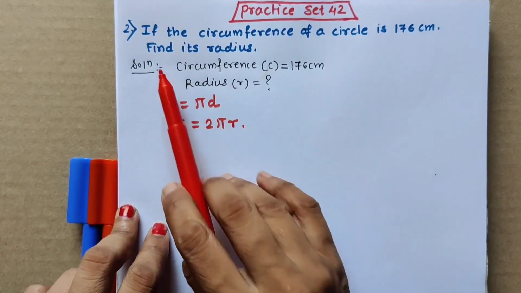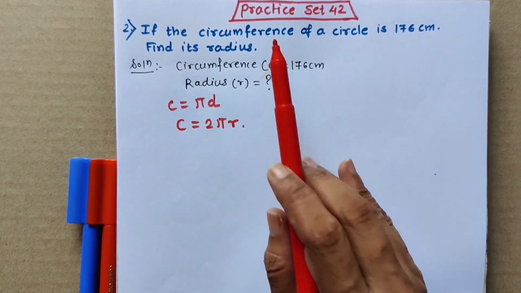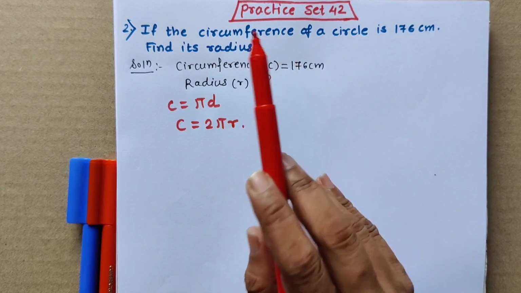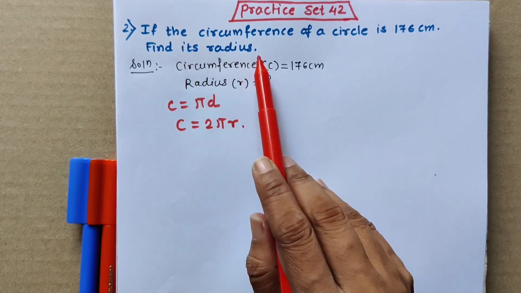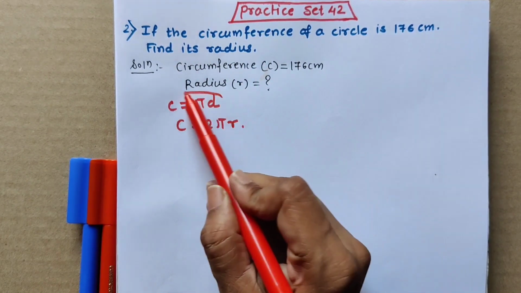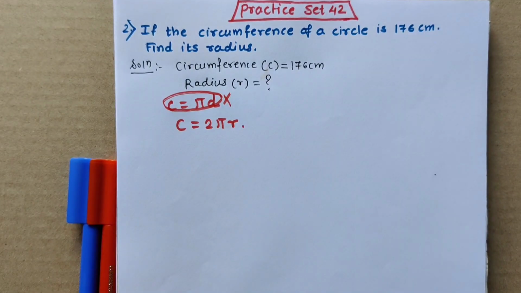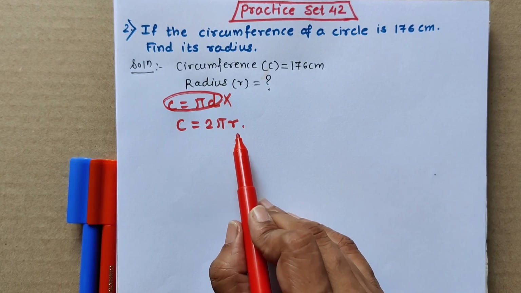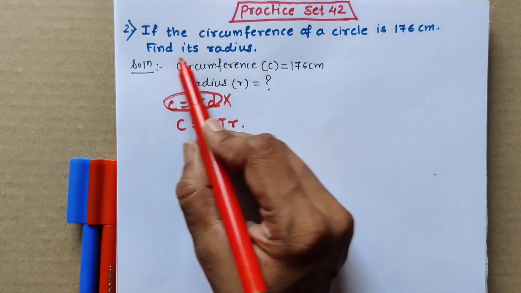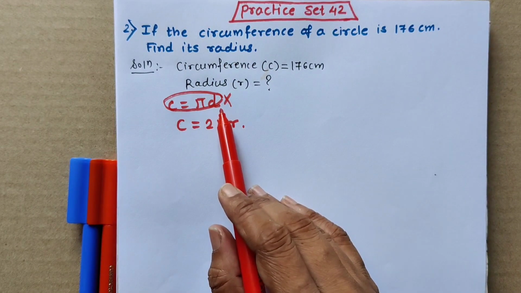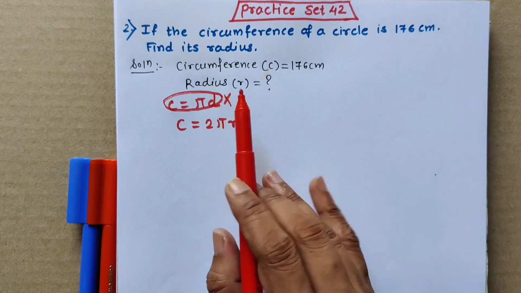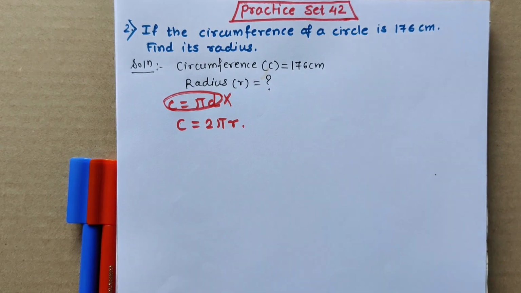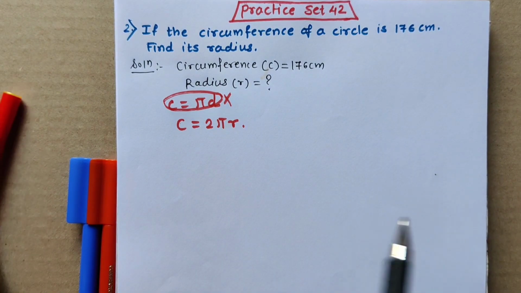So see children, in this question we don't require to find out diameter, only we have to find out the radius. That means we don't have to apply this formula. This is not required. We have to use this formula. We have to apply the formula where the radius is mentioned, because we have to find the radius. So don't apply this diameter formula. We will not be able to solve the sum. So let us solve the sum now.